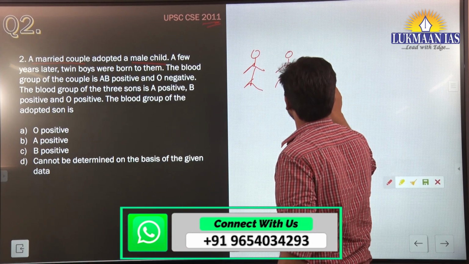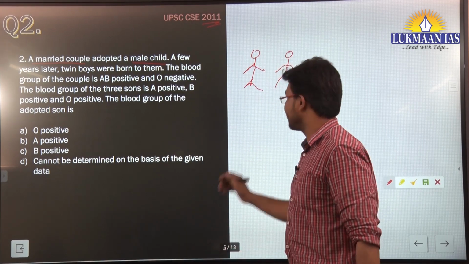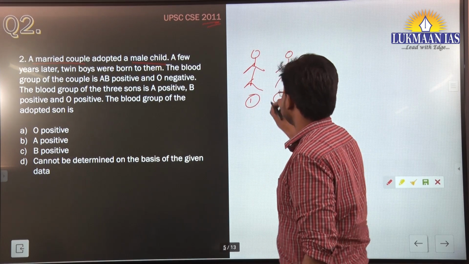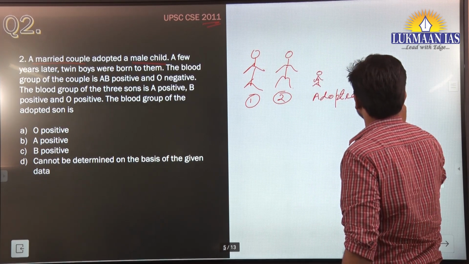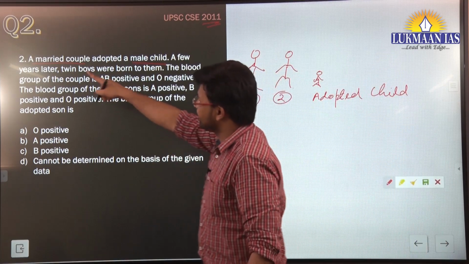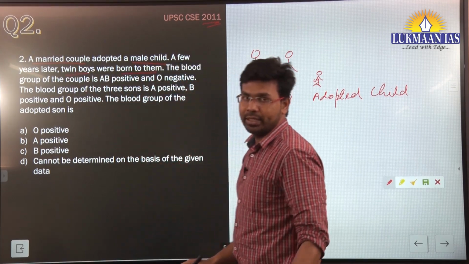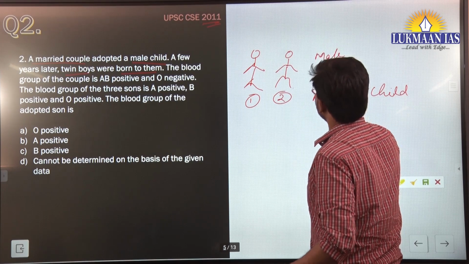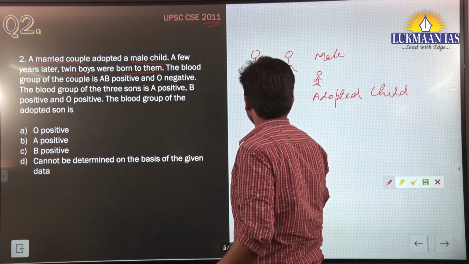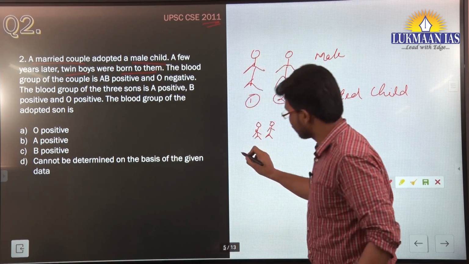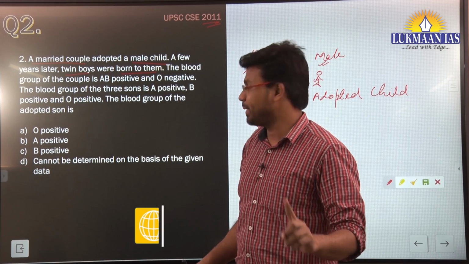Let's consider this is the diagram of a child. This is a person. So this is a married couple, this is one spouse, this is the second spouse, and this is the adopted child. It says a married couple adopted a male child. A few years later, twin boys were born to them. They adopted a male child, and twin male children were also born to this couple. So this is one male child, this is another male child, and they have already adopted a male child. So they have 3 babies, all boys.